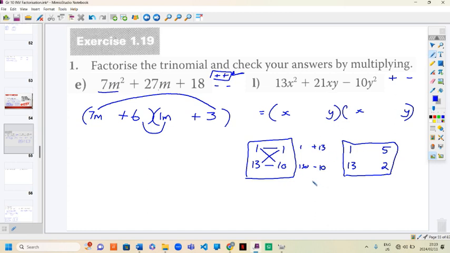What is positive 13 minus 10? Okay, that is positive 3. But I'm looking for 21, so I know that is not going to be my box. Now let's look here.